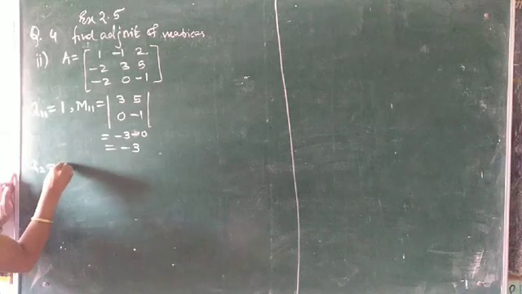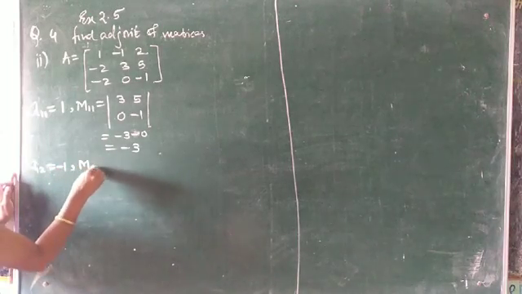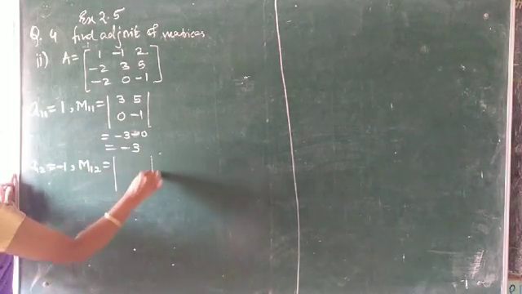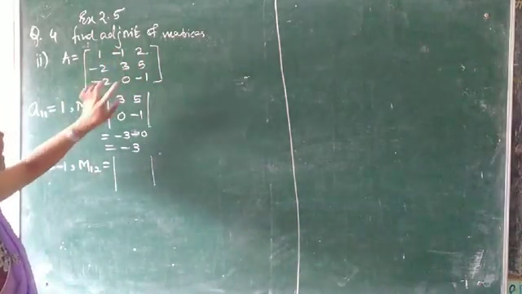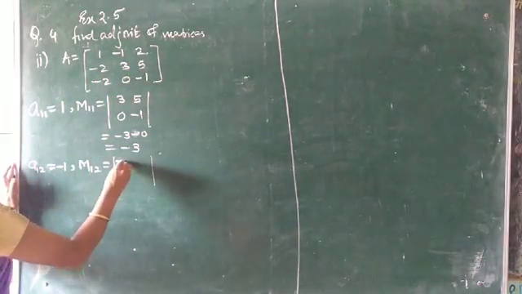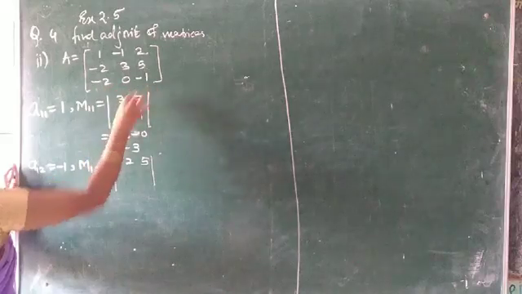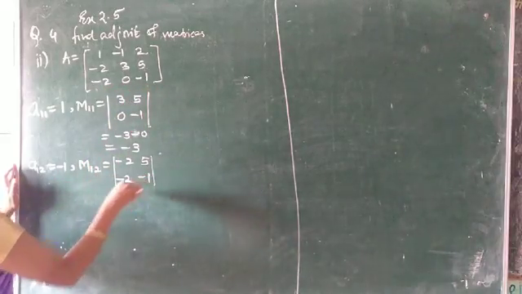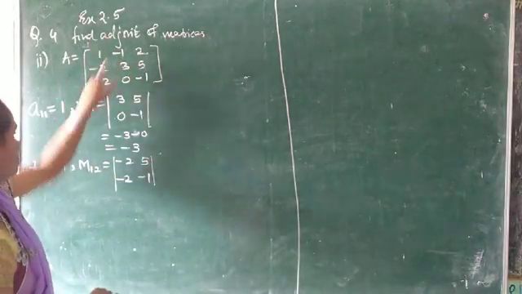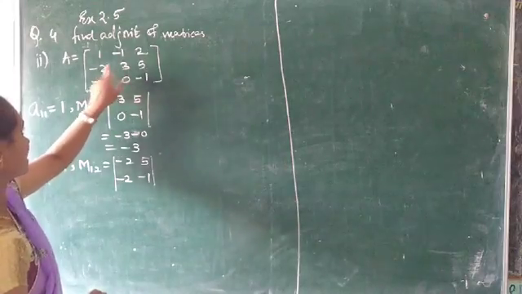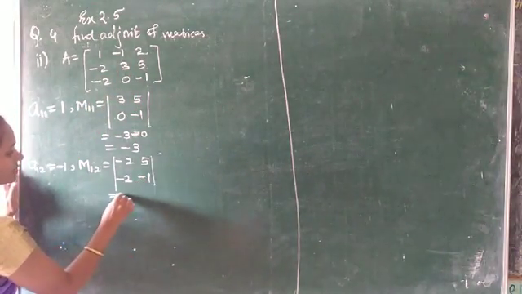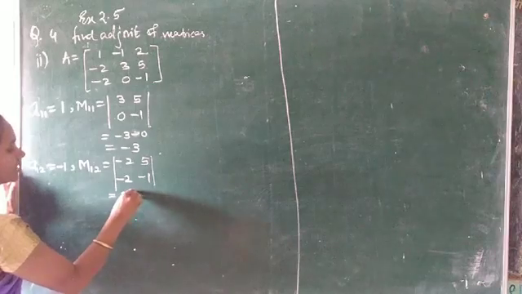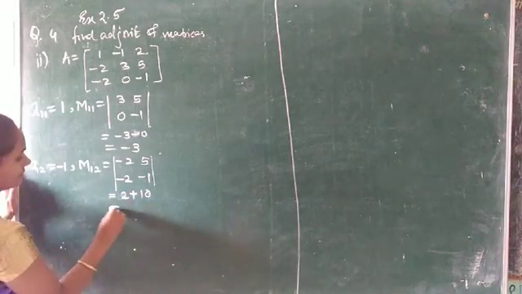A12 is minus 1. Therefore, M12 is equal to. Now we delete first row, second column. Minus 2, 5, minus 2, minus 1. First row and second column. So minus 2, 5, minus 2, minus 1. Minus 2 into minus 1, that is plus 2. And here minus minus plus 10. That is 12.